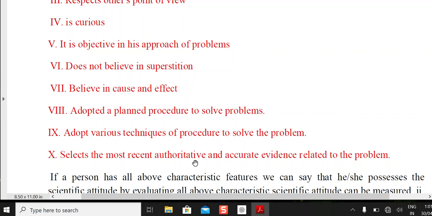Select more recent, authoritative, and accurate evidence related to the problems. They do not believe in old, dated information. They always welcome and believe in recent authoritative information. Authoritative means very accurate, to the point, factual, and reliable information. Either they gather it by their own experiments, or they receive it from other experiments.